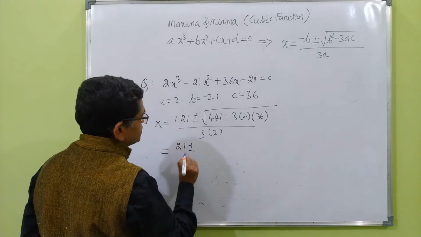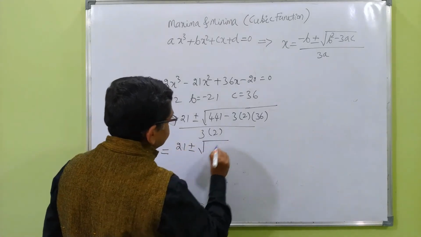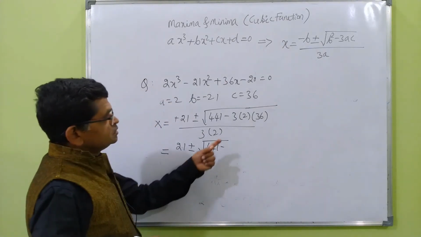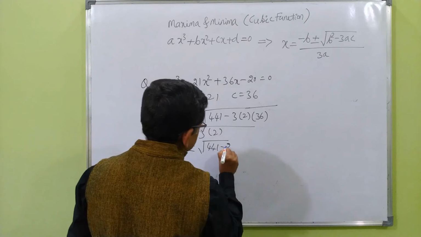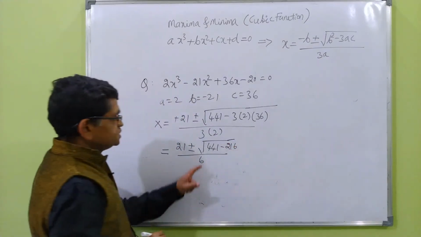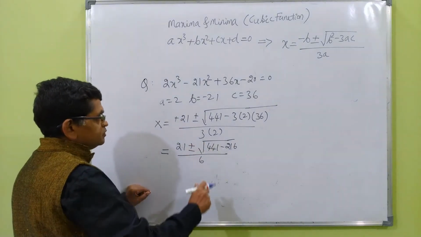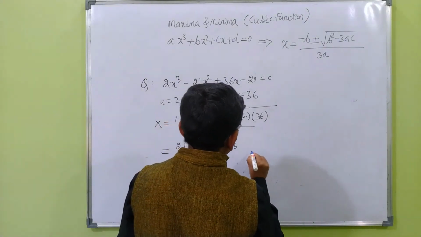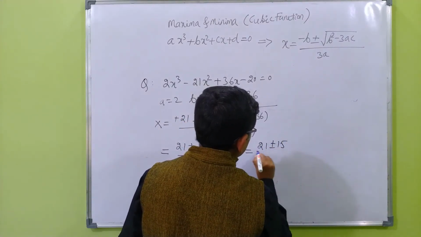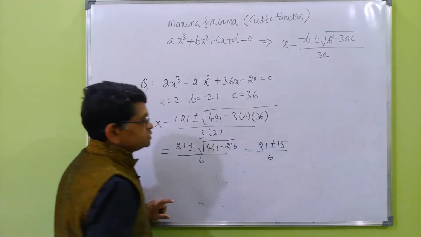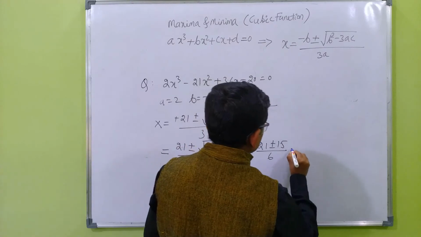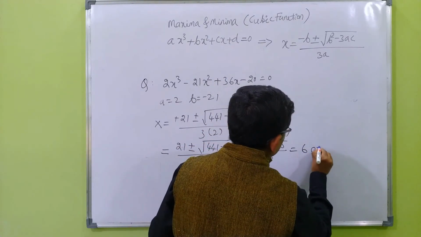That is 21 plus or minus root of 441 minus 216, since 6 into 36 is 216, divided by 6. 441 minus 216 will be 225, that is 21 plus or minus 15 by 6. So plus 15 means 36, so x is equal to 6 or 1.